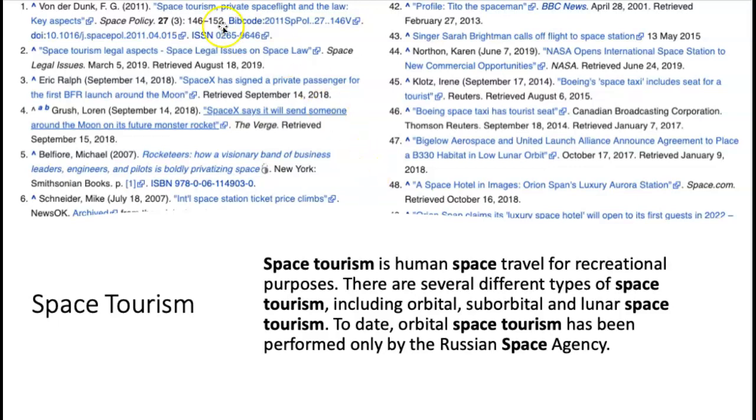But one of the most important and valuable things is to go to the bottom of the Wikipedia page and you will find excellent references. And as you can see here, they're blue and hyperlinked.